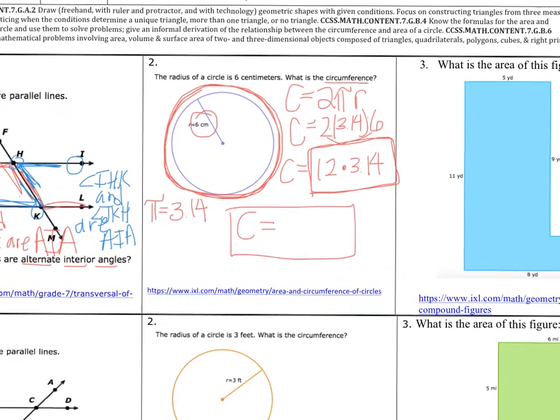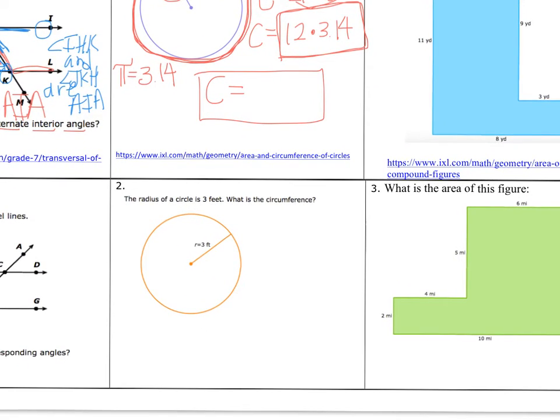Now if you look at number 2 for Tuesday, it says the radius of the circle is 3 feet. What is the circumference? So automatically just write right now, circumference equals 2 pi r, and then write pi equals 3.14. So it's the same thing.